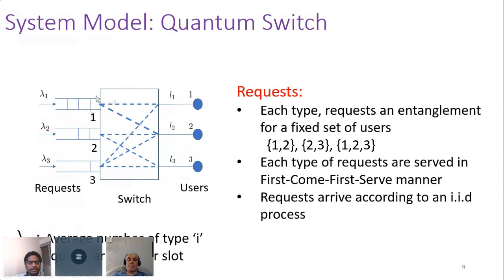On the left side of this switch, I have different queues. This first row corresponds to the queue of type 1 requests, and the second one corresponds to the queue that will store type 2 requests. And these dashed lines indicate the users that are associated with each type. For example, type 1 requests are connected to user 1 and user 2, which means that a type 1 request will be served if the switch creates an end-to-end entanglement shared between user 1 and user 2. So this is the system model of the switch.